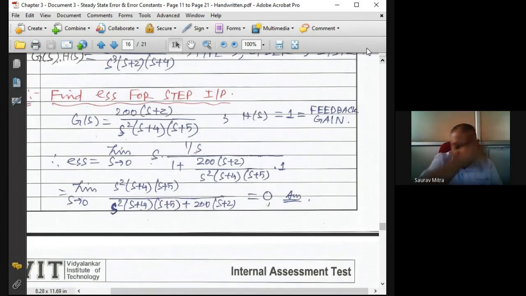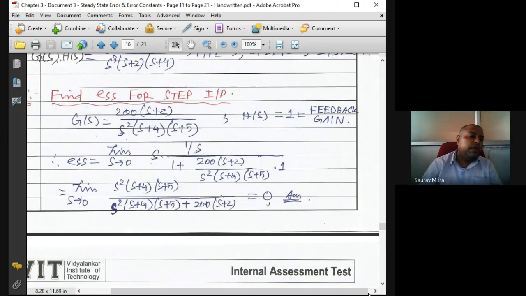Please take it down. So the forward gain of the system is given by 200 divided by S plus 2, and there is S square into S plus 4 into S plus 5. All these things are there in the denominator, and the numerator of the system is 200 into S plus 2.